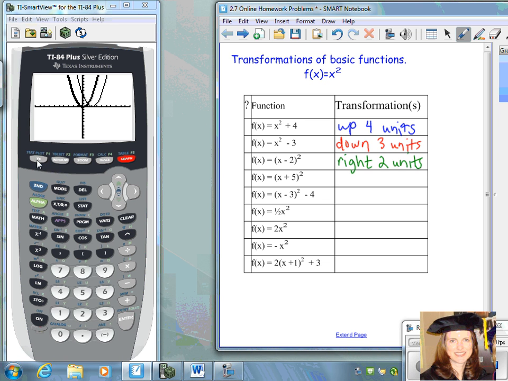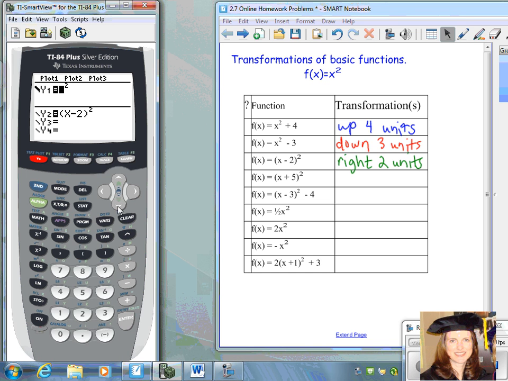Okay, make your guesses for the next one. What do you think is going to happen when we compare the original graph with x plus 5 in parentheses and you square it? Make your guesses, and let's look at the transformation, the original parabola and the new parabola.